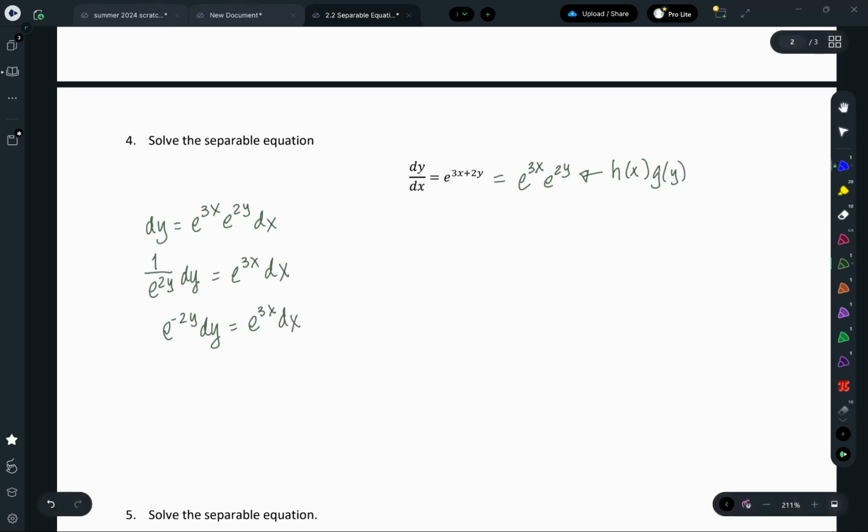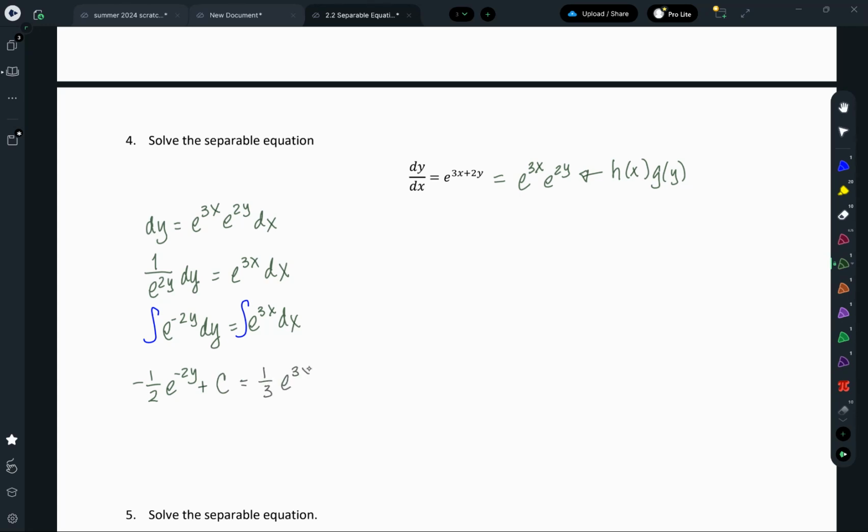Okay, now I can go ahead and put some integral symbols. Whatever I do to one side, I do to the other. So if I'm integrating on the left, I integrate on the right. And on the left, if I integrate e to the minus 2y, I end up with a negative 1/2 e to the minus 2y plus some c, right? We integrate, we get a constant of integration. This is equal to 1/3 e to the 3x plus some d, right?